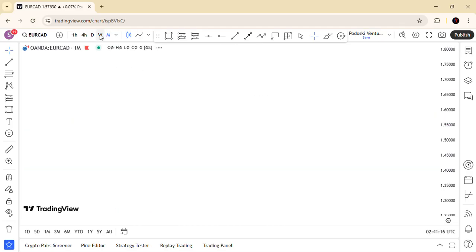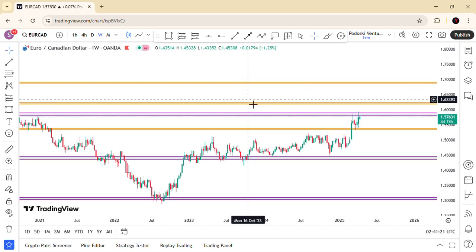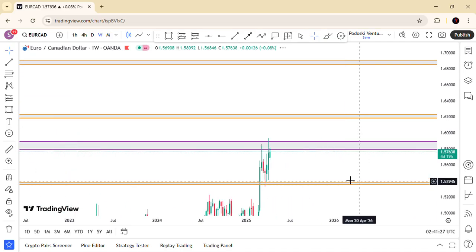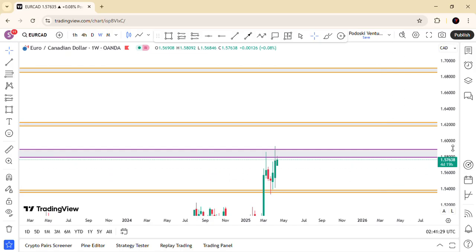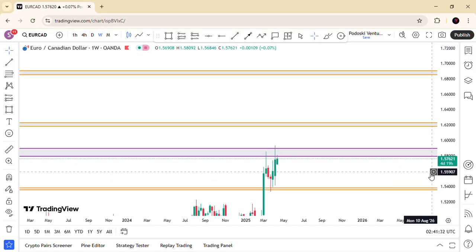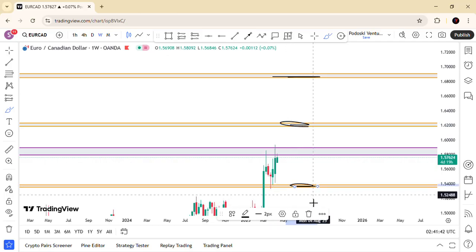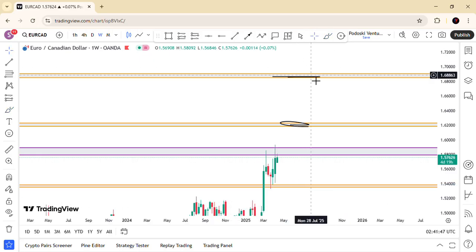But first, let's go to the weekly time frame and see what the weekly market is telling us. Then we move on to the lower time frames and prepare for a buy on EuroCard. On the weekly time frame, I have my weekly upper zone, my weekly midway zone, and my weekly lower zone. And just like the monthly, we are in a bullish market.